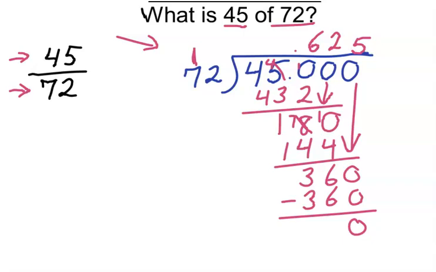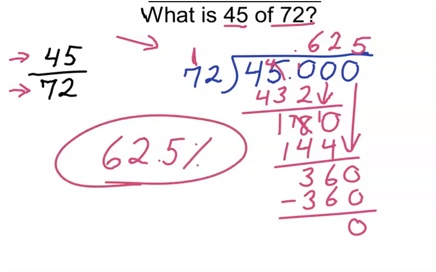0.625. Okay, and then to make that into a percent, cent means 100, per 100. You just multiply that by 100, which means we just move the decimal over 2 places, and our answer is 62.5%. Okay, so what is 45 out of 72? Well, if this was a test and that's the grade you got, you have a 62.5% on that test. So there we go. That's how you find that answer.